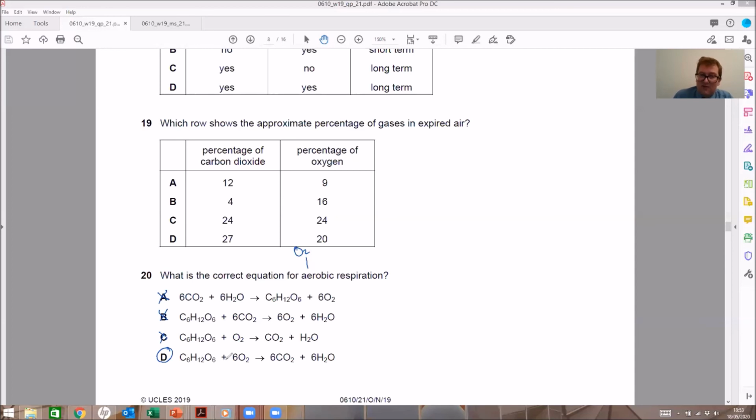Okay, this is a little bit of a trick question. I didn't ask you for the balanced equation. This is what is the correct equation. Okay, so most people might have picked C unless they looked at option D properly. Okay, so be careful when you're reading the question.